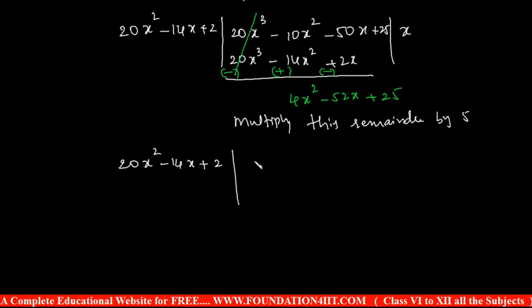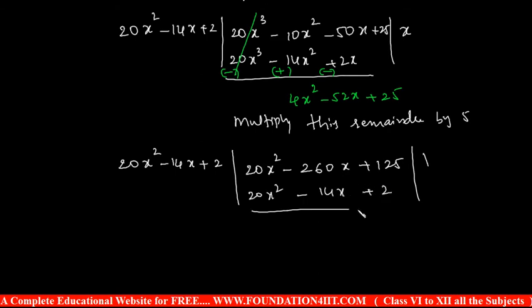Okay, 5 into 4, so 20x square, same 5 into minus 52. So 52 into 5, that is minus 260. And 25 into 5 is 125. Do again 20x square into dash means 1, because 1 into 20x square is 20x square. 1 into that minus 14x, 1 into 2 is 2. Do subtraction and do the same step.